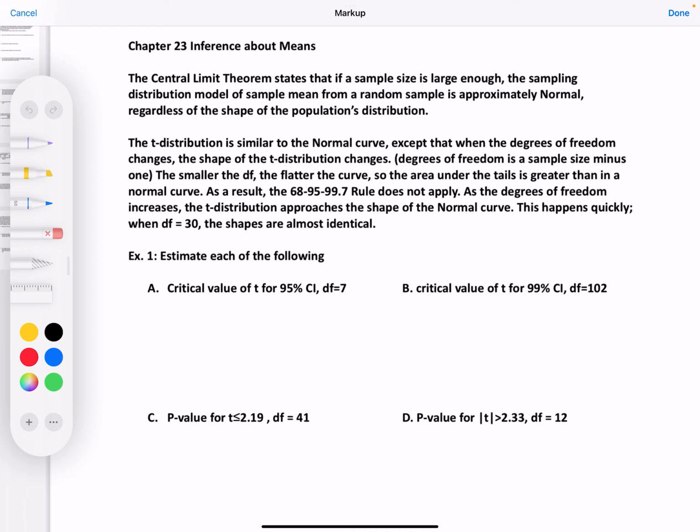So for the first one, it says the critical value of t for 95% confidence interval, and then the degrees of freedom is 7. Is that what DF means? Yeah.